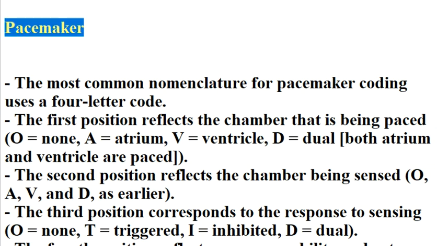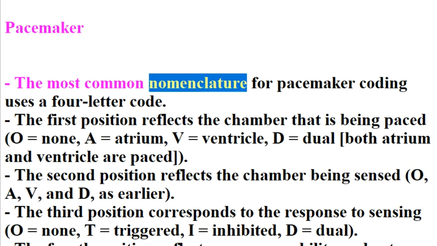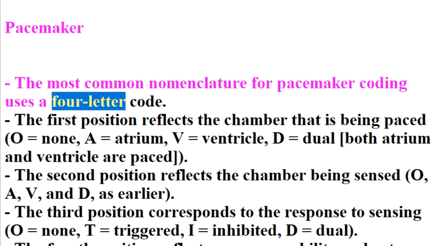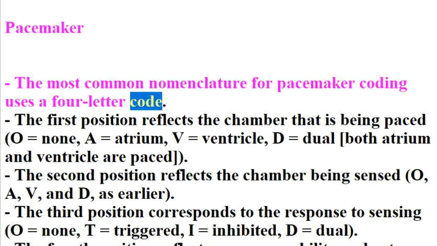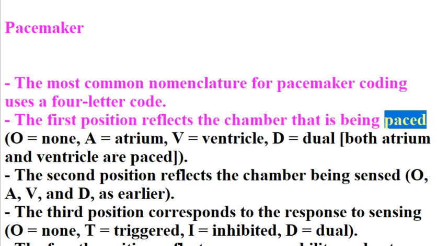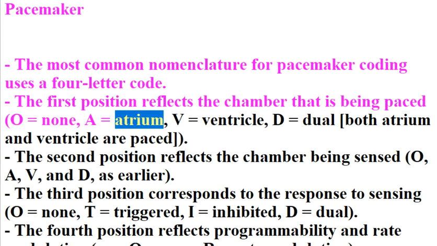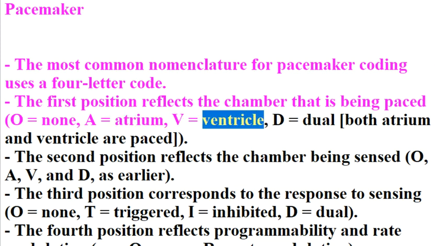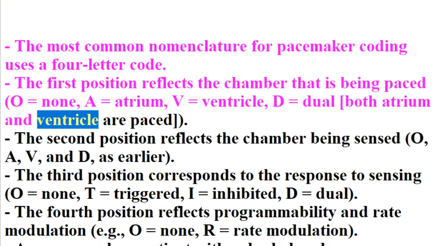Pacemaker. The most common nomenclature for pacemaker coding uses a 4-letter code. The first position reflects the chamber that is being paced: O equals none, A equals atrium, V equals ventricle, D equals dual. Both atrium and ventricle are paced.